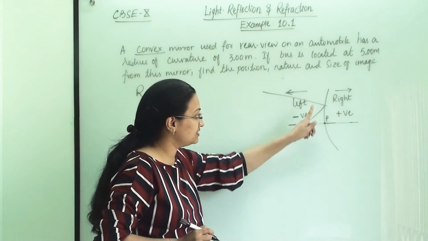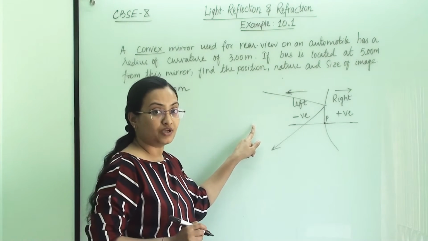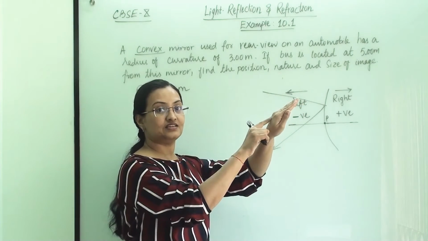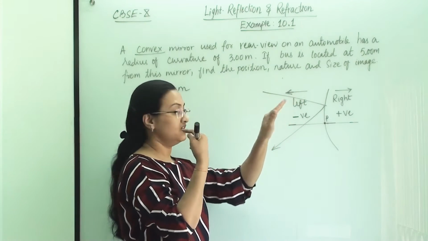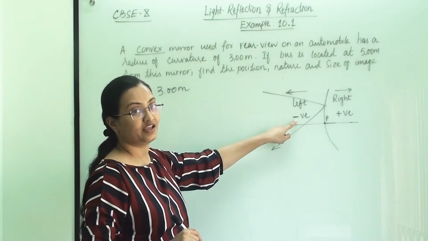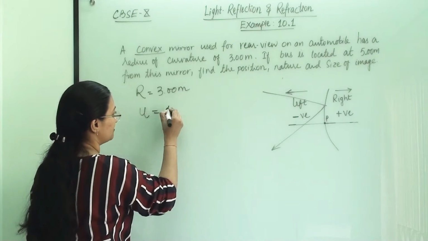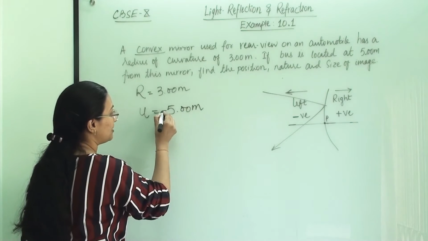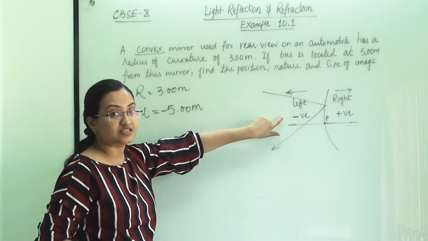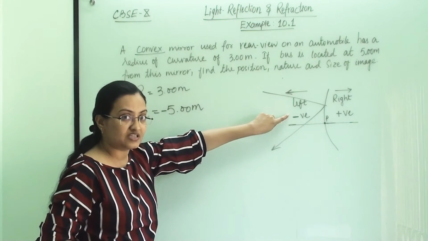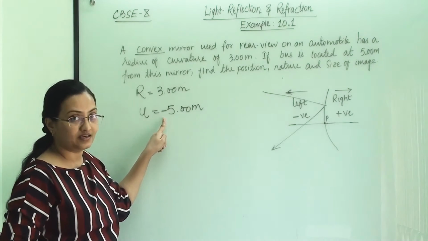Again, this is a convex mirror, this is its reflecting surface, and the object is towards the left side because here we can see the reflection of the bus which is coming at the back. So this is the left side, and that's why we are marking this distance in negative. The distance of the object is u and that is 5 meter. I am marking it in negative because the bus is towards the negative side, the left side, and according to the Cartesian sign this distance will be negative.